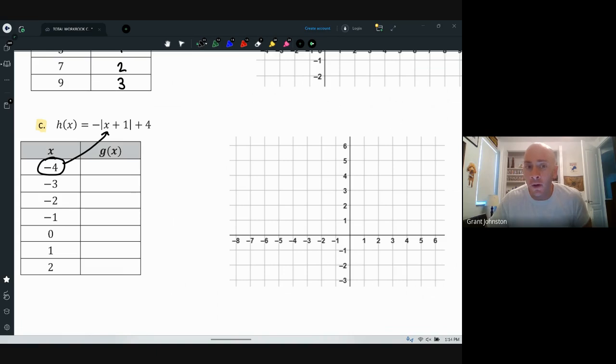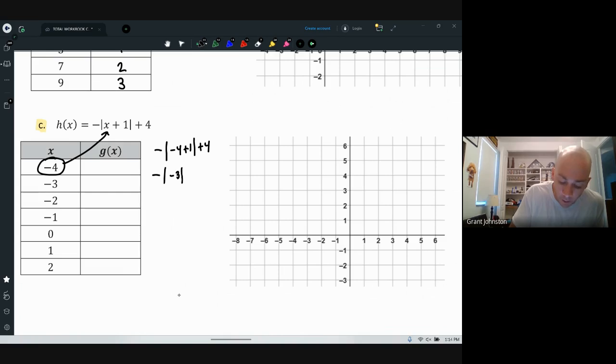Negative 4 plus 1 is negative 3. Let me write this one out. So negative 4 plus 1 is negative 3. The absolute value of negative 3 is positive 3, but there's that negative in front, right? So I'm going to have negative 3 there, plus 4 is positive 1. So this is 1 here.